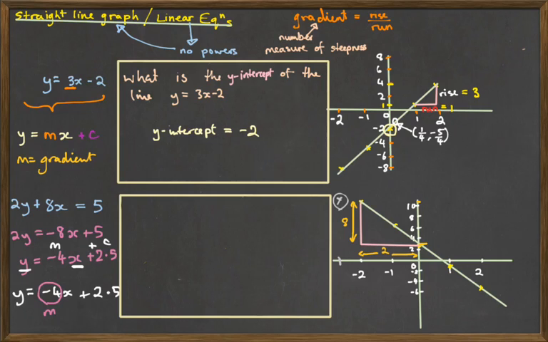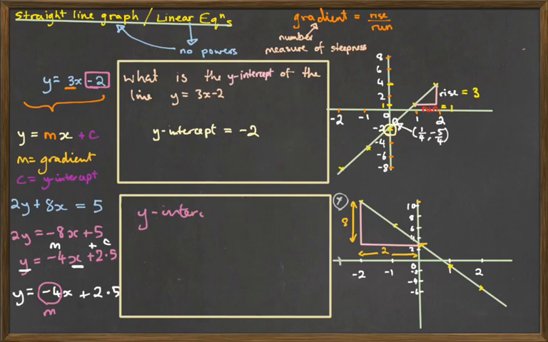Now notice how minus 2 also appears in the equation. So the graph and the equation are related. Now, if the equation is of the form y equals mx plus c, then c is the y-intercept. In our case, c is minus 2, so the y-intercept is minus 2. The graph and the equation are related.